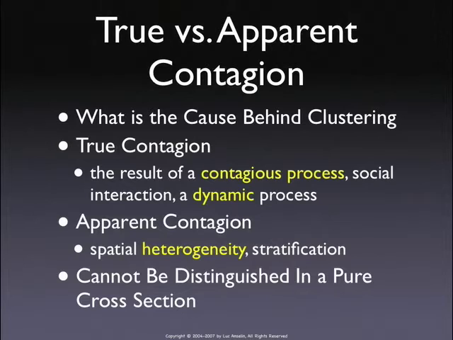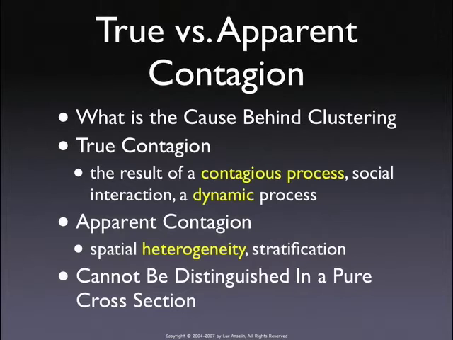Or it's apparent contagion, which we haven't really talked about a lot in this class, and has more to do with spatial heterogeneity. Things are not the same everywhere. Space is a way of structuring reality so that things are high in one particular subarea and low in another for particular reasons.